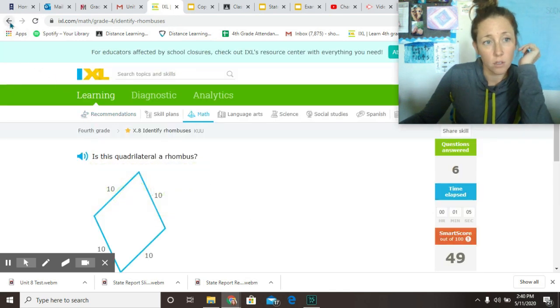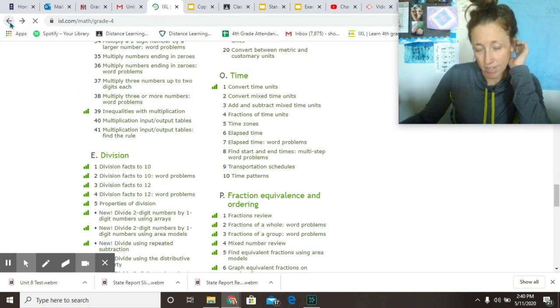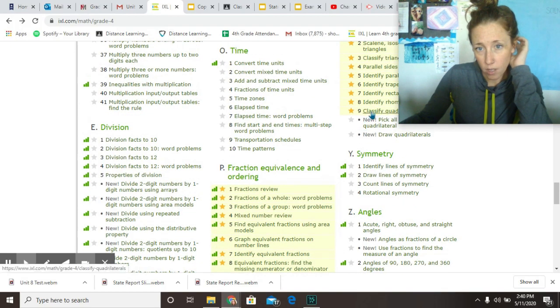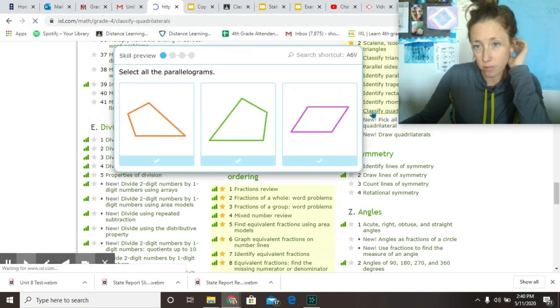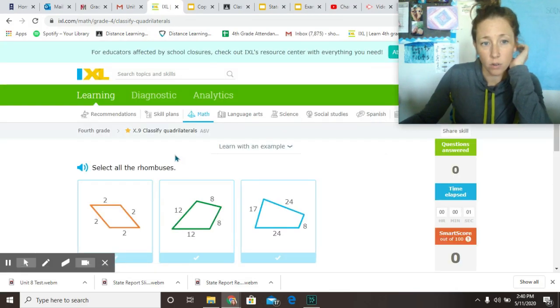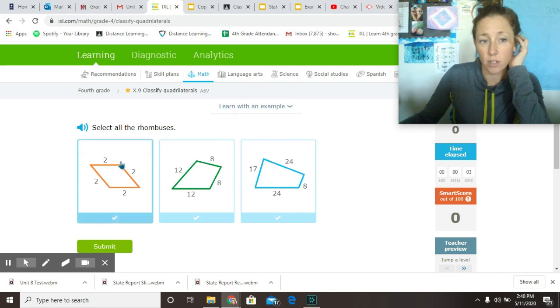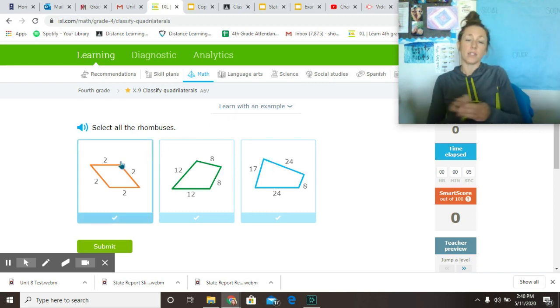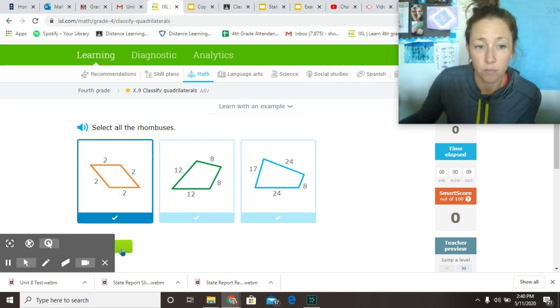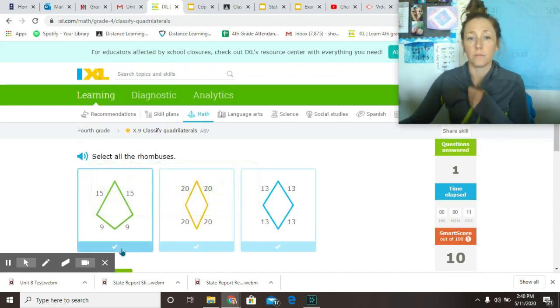Okay. So the last one, x9, that we're going to do today. Classifying quadrilaterals. So select all the rhombuses. So I'm going to look at all the ones that have congruent sides that are parallel. I only see this one. So that's what I'm going to choose.